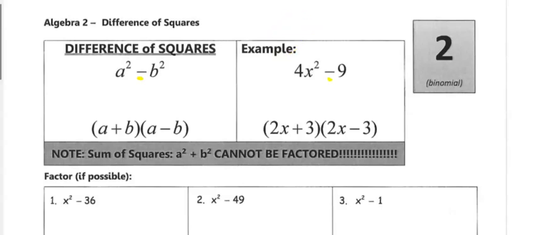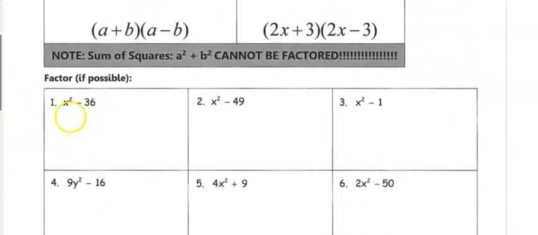So here we have the 4. We know that we square 2 to get 4. We square x to get x squared. We square 3 to get 9. Keyword being difference. So again, you got to see that subtraction symbol. So if we have x squared minus 36, we're going to have x plus 6 times x minus 6. The order doesn't matter. If I put x minus 6 first, it's all the same.